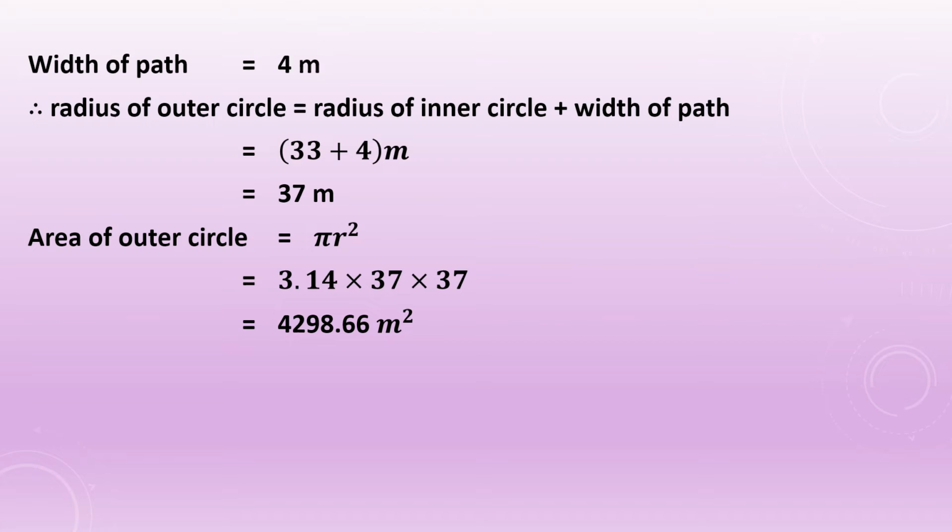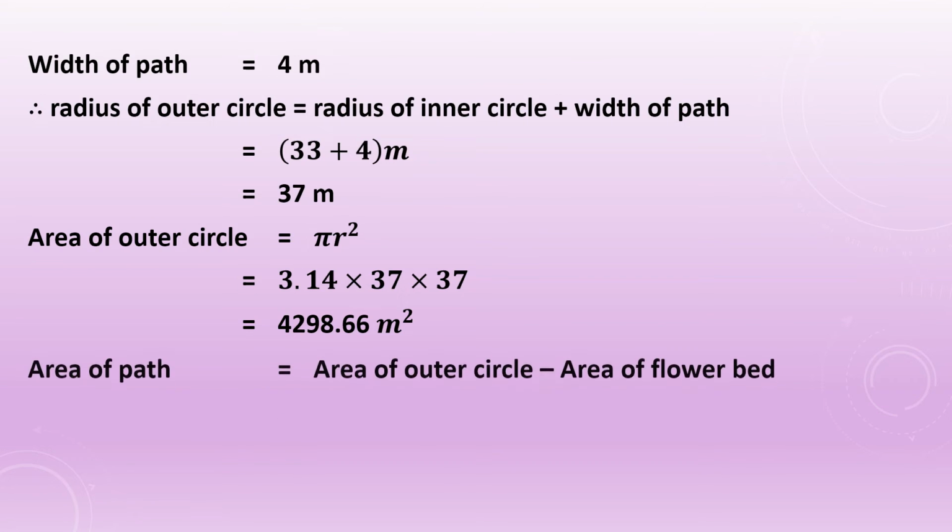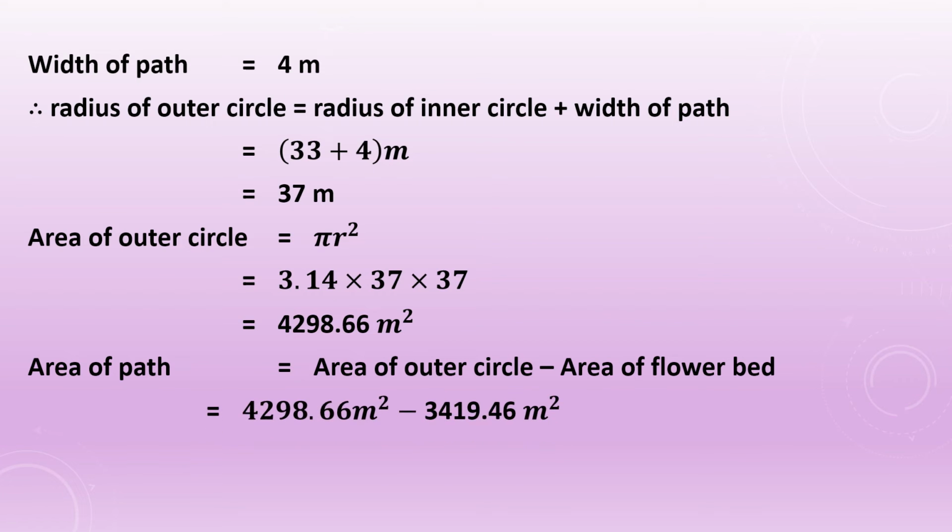Do you remember how to find area of the path? Yes, area of outer circle minus area of inner circle. Now we can write that. Substituting the value, which gives 4298.66 meters square minus 3419.46 meters square. Subtracting, we get the value as 879.20 meters square, which is the area of the path.